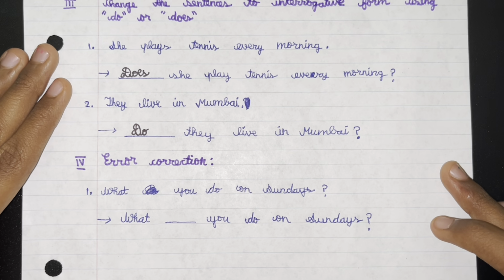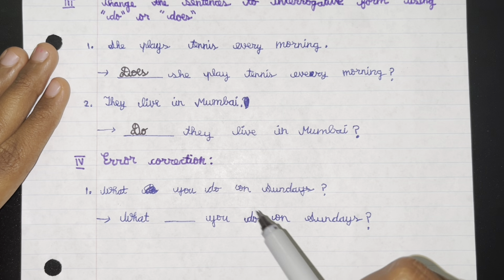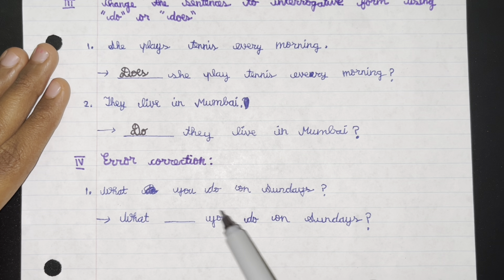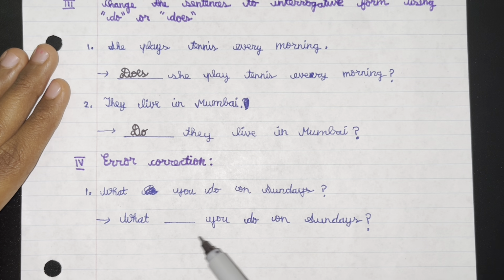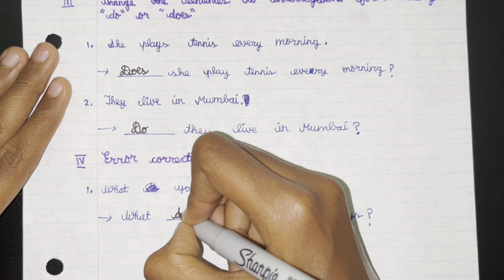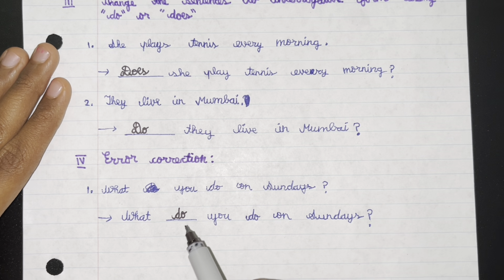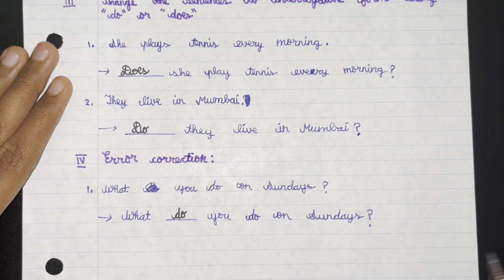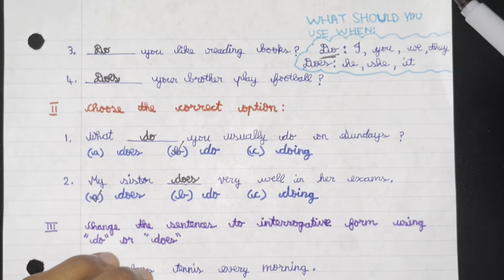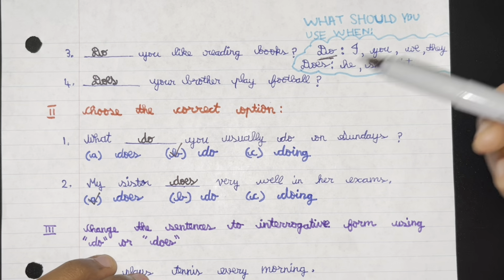Fourth subdivision, error correction. So you should find the wrong thing in the sentence and change it. What you do on Sundays. What dash you do on Sundays. So you should put do. Because they said what you do on Sundays. So we're adding do. So what do you do on Sundays? So friends, make sure you remember this thing because it's really important to solve the below exercises.